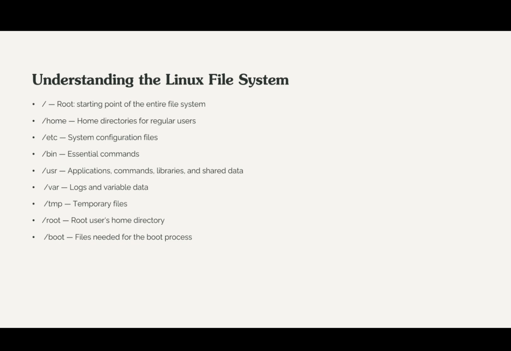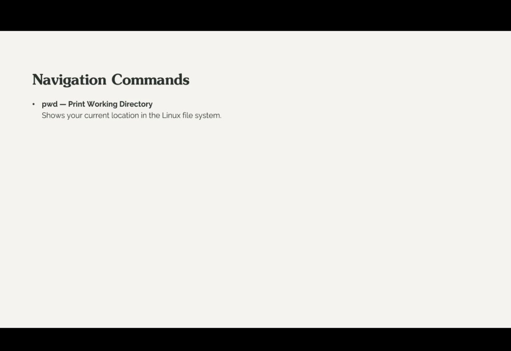Now currently, we're going to see the navigation commands. Now let's look at some basic navigation commands, starting with pwd. That is the print working directory. The pwd command shows our current location in the Linux file system, and the next one is ls.